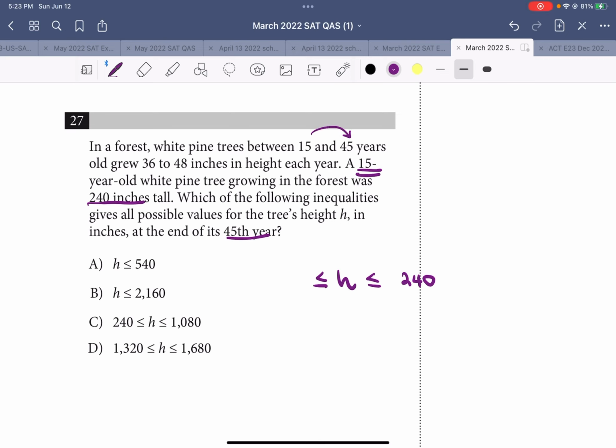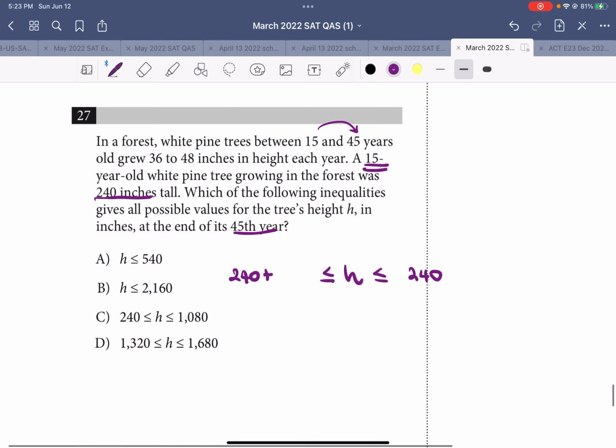45 years means 30 years later from that one. So 240 is the initial height plus 30 times, right? 30 means the years from 15 to 45, so 30 years later. And then the growth could be 36 or 48. The smallest possible is every year it grows only 36 inches, but the greatest possible is every year 48 inches.